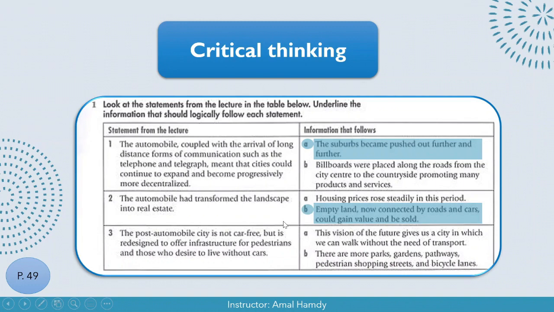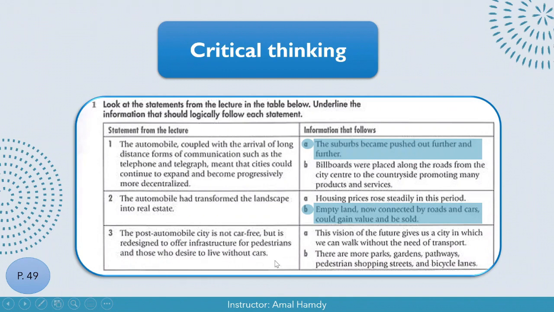It's of course B, because once the automobile has transformed the landscape into real estate, one can go from one place to another very easily by his car, and so empty land that was far away and would have been hard to get to if it wasn't for the automobile began to gain value and be sold. Lastly, we have the post-automobile city is not car-free, but is redesigned to offer infrastructure for pedestrians and those who desire to live without cars.